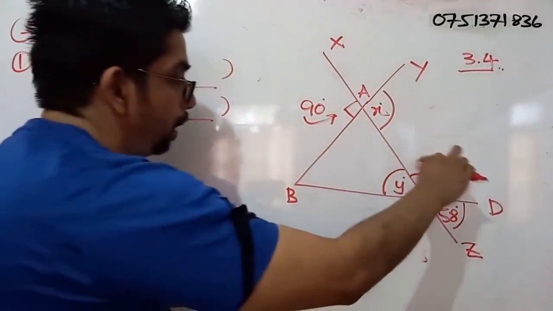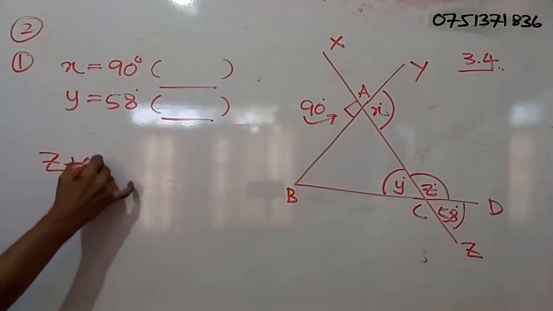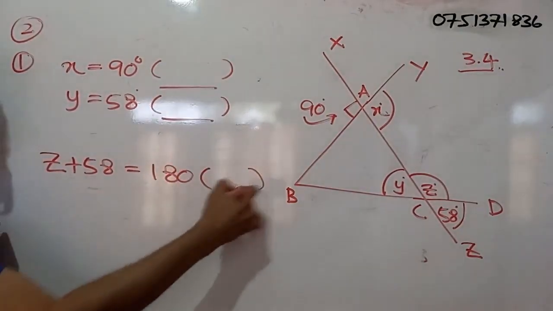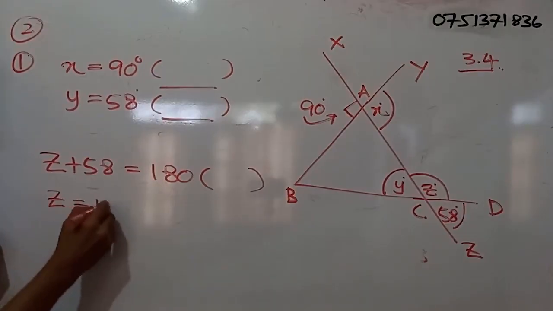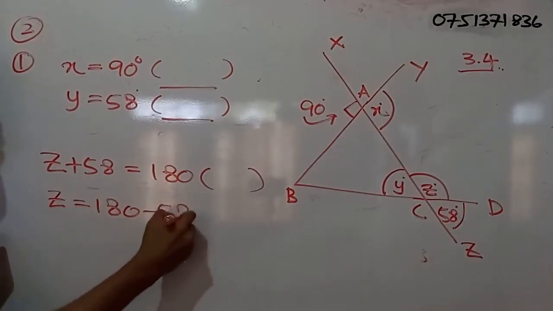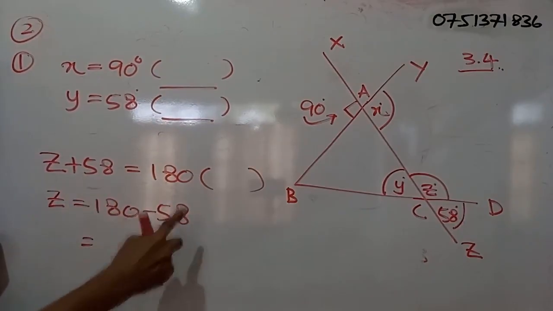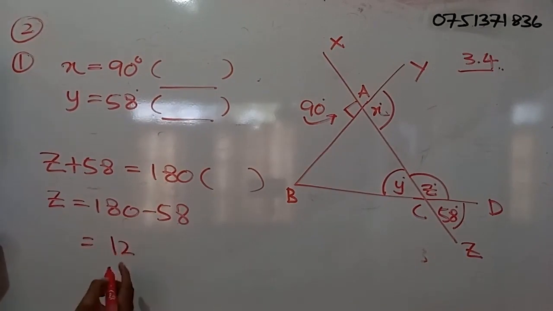Right? So we can write x plus 58, that is equal to 180. Within brackets, XZ is a straight line. So Z equals what? 180 minus 58. So 180 minus 50, we know that is 130. 130 minus 8, we know that is 122 degrees.